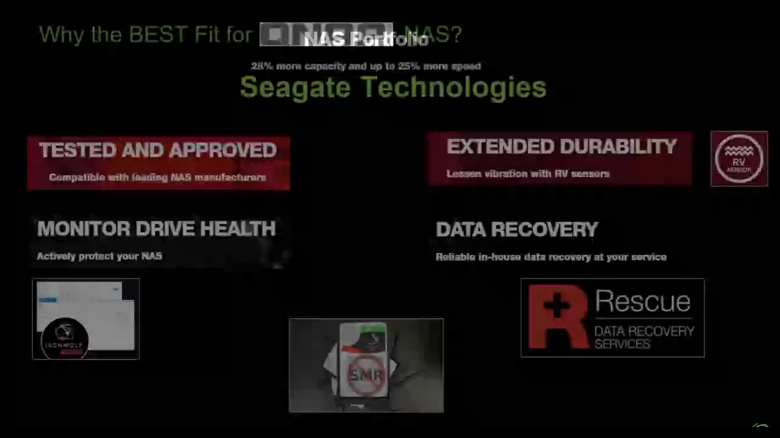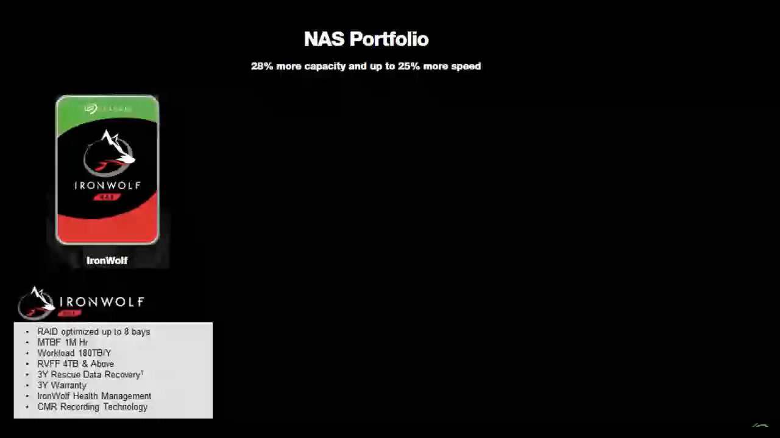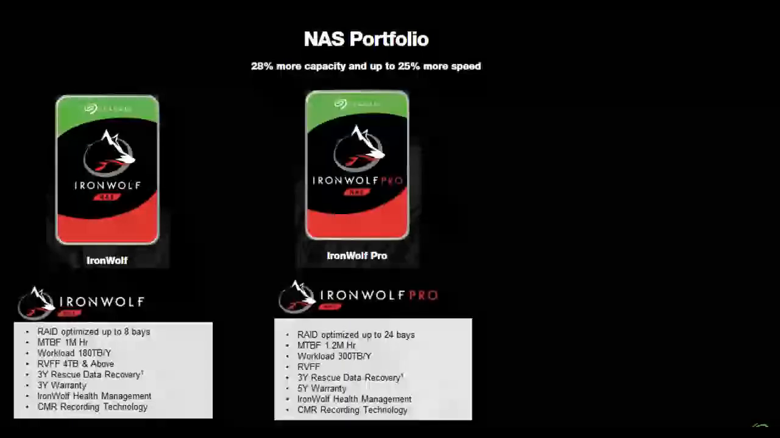Now, what is the range that we have? As I explained, we have the standard Ironwolf range, which is optimized up to an 8-bay environment. If you have anything beyond 8-bay, you will have to go to Ironwolf Pro. The difference between the two is the warranty, and both drives have the 3-year rescue data recovery built in, so you don't have to purchase it. Both also have Ironwolf Health Management built in. And last but not the least, both have CMR recording technology, which is the best as far as the NAS environment is concerned.